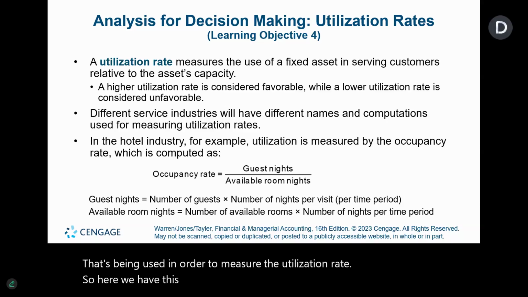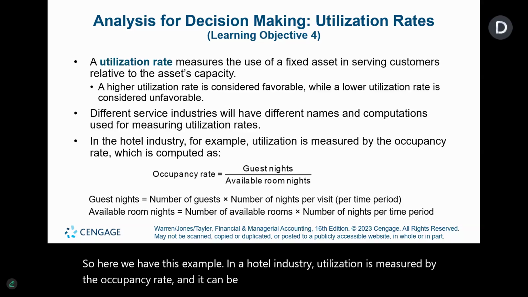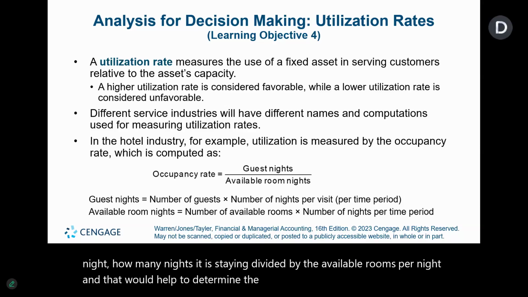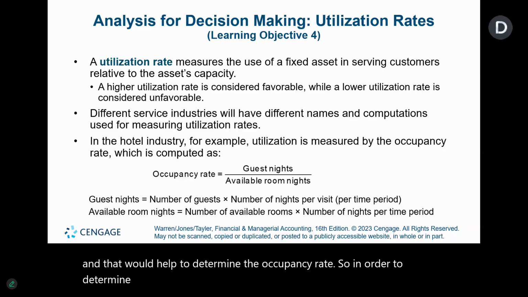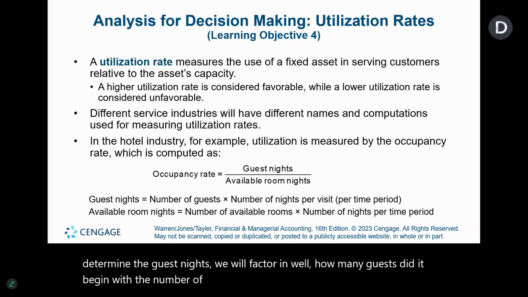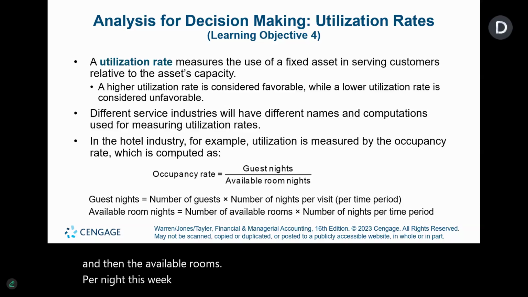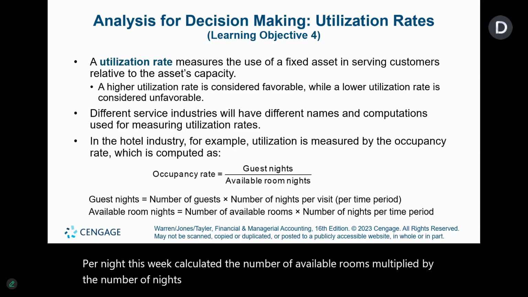In the hotel industry, utilization is measured by the occupancy rate, and it can be computed as follows. The guest nights, how many nights they are staying, divided by the available rooms per night, would help to determine the occupancy rate. In order to determine the guest nights, we factor in how many guests there were to begin with: the number of guests multiplied by the number of nights per visit. And then the available rooms per night, we calculate as the number of available rooms multiplied by the number of nights per the time period.